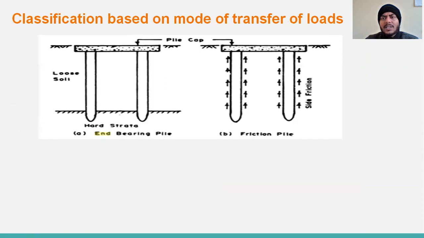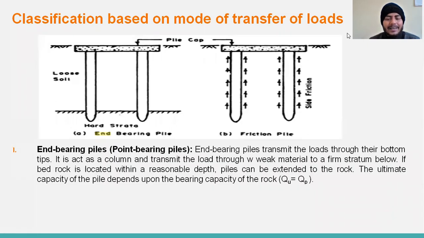Classification is based on the mode of transfer of load. There are three types of classification, three categories of pile under the classification based on the mode of transfer of load. The first one is the end bearing pile, which we can also call a point bearing pile. End bearing piles transmit the loads through their bottom tips. It acts as a column and transmits the load through the weak material to a firm stratum below.